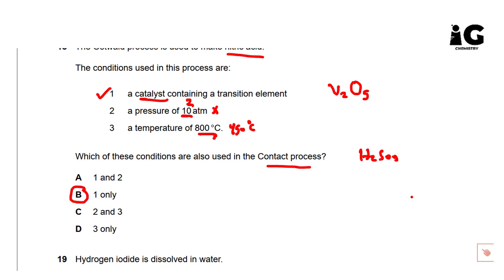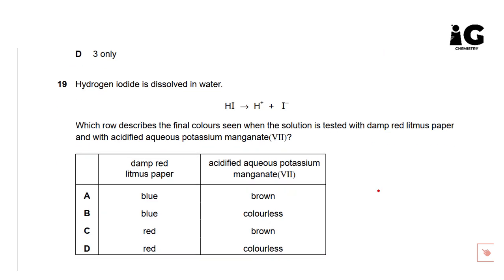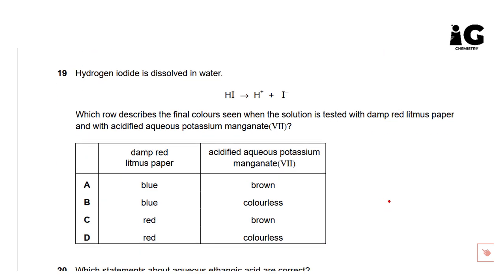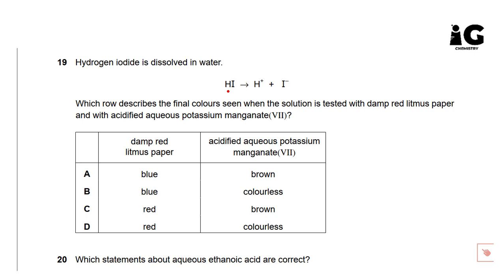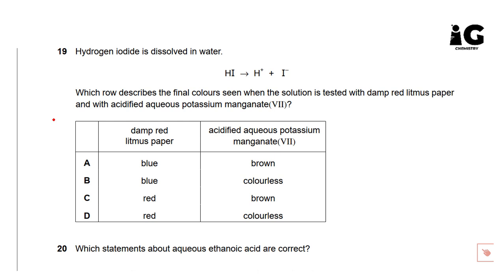Okay. 19. Hydrogen iodide is dissolved in water, according to this: HI produces H+ ion plus I-. Which row describes the final colors seen? Here we need to check the final colors seen when the solution is tested with damp red litmus paper and with acidified aqueous potassium manganate(VII).